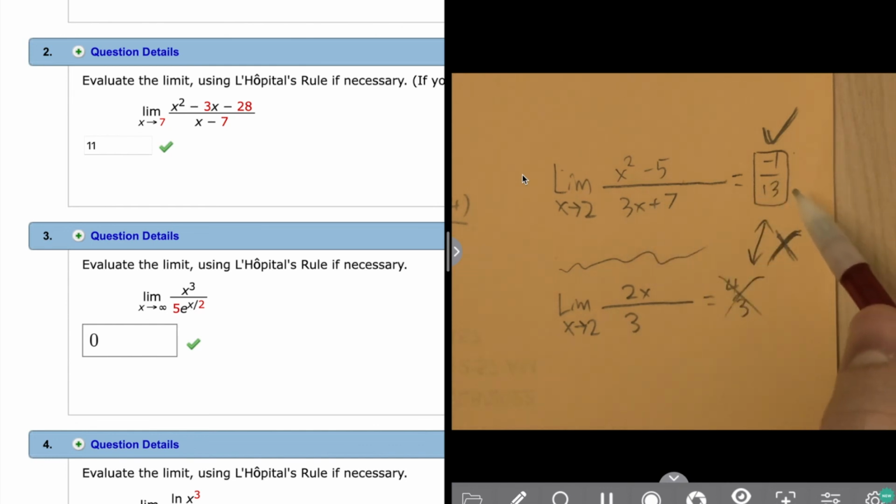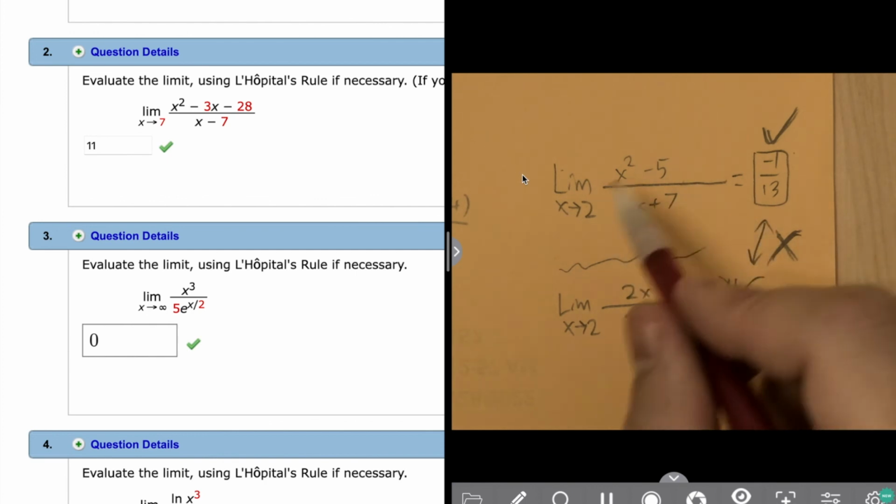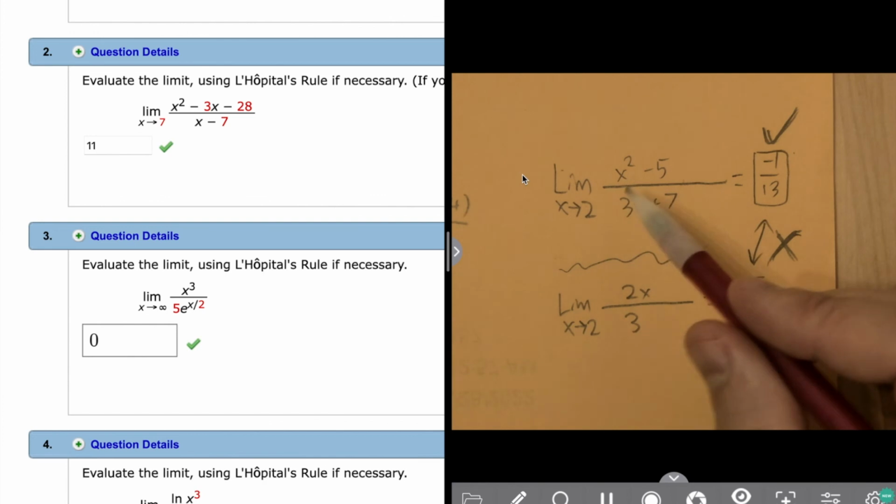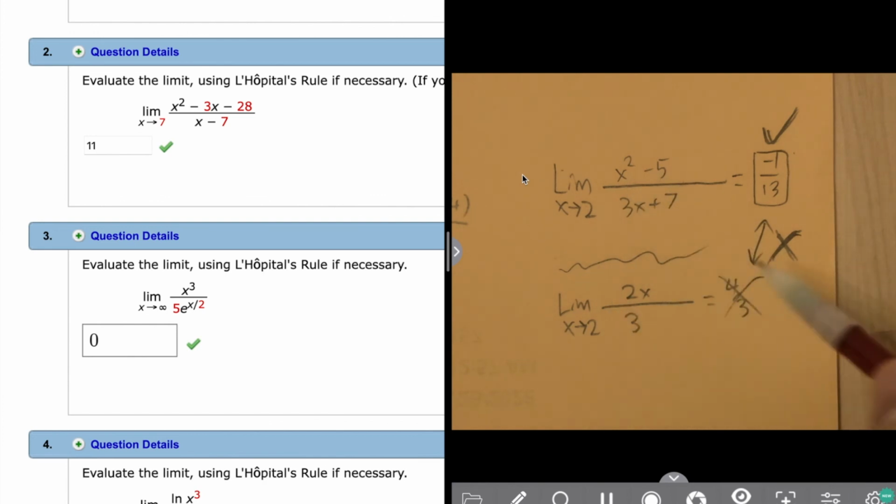So now that being said, if you do some factoring work, if this could factor, you would still get negative 1 over 13. The key here is, though, if you don't get indeterminate form, applying L'Hopital's rule gives you a nonsense answer that is not the true answer, which is a little bit interesting the first time you encounter that.